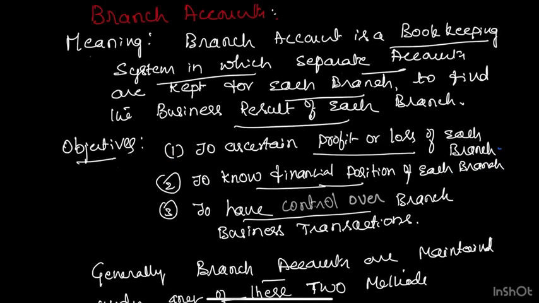So branch means there's a separate unit to which the goods are sent by the head office. Head office will send the materials. Goods are sent to the branch and the branch receives the goods sent by the head office, and they are to be sold as per the instruction of the head office. Okay, let us see how things are maintained in an accounting procedure.